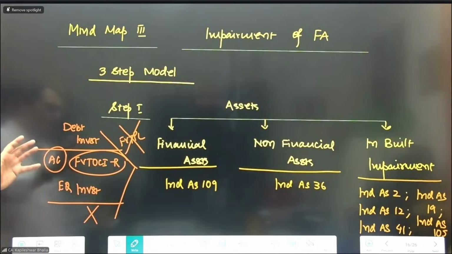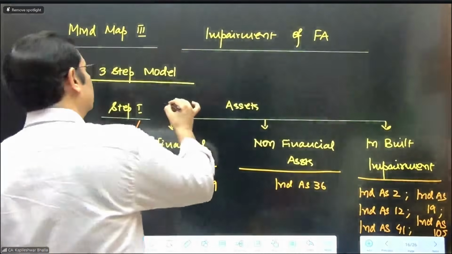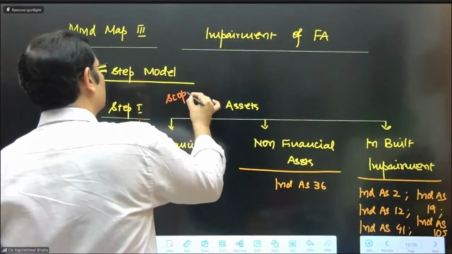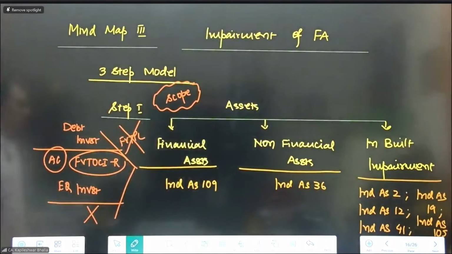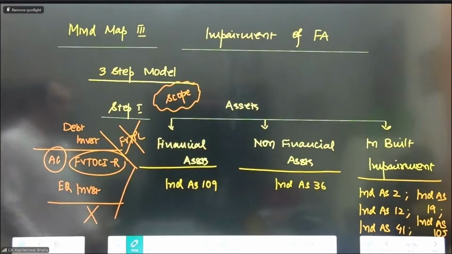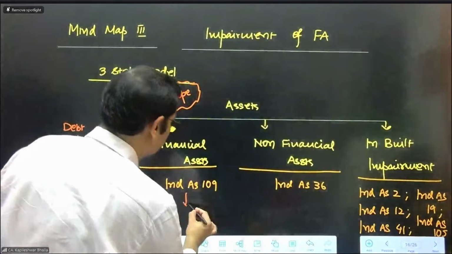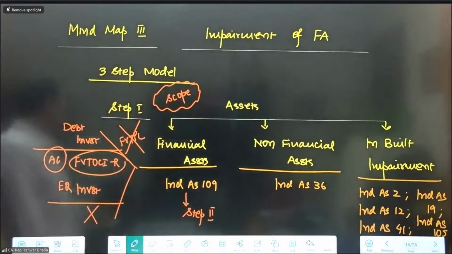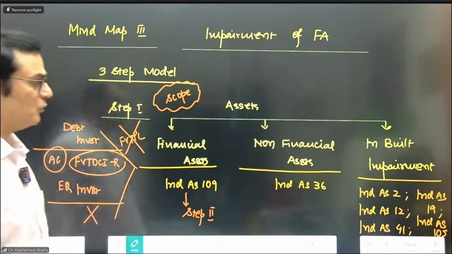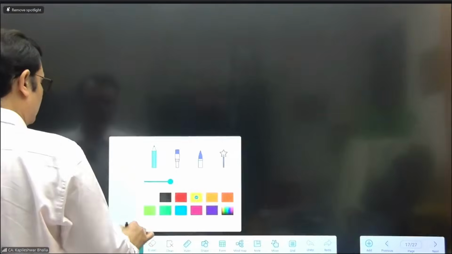So this is your first focus: trying to understand whether the asset is within the scope of this particular standard or not. That is the first crucial step. Once you say, yes, I am in the scope of Ind AS 109, then it's time to go to step number 2. So let's go to step number 2 now.